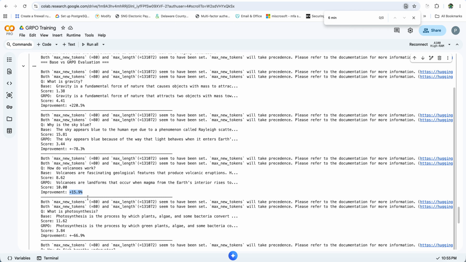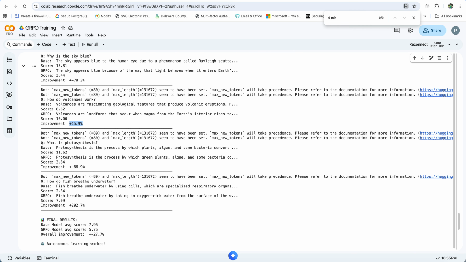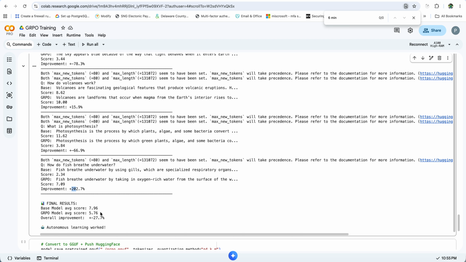Improvement is 15% for one of them. And for how do fish breathe, the answer is that fish breathe underwater by using gills and extracting oxygen from oxygen-rich water. Here again the improvement is 202.7%. So this is completely autonomous learning by the model. There is no human intervention here.